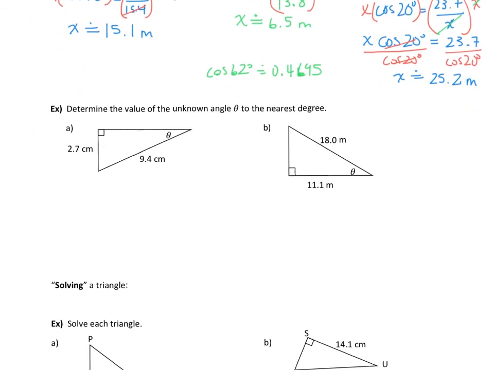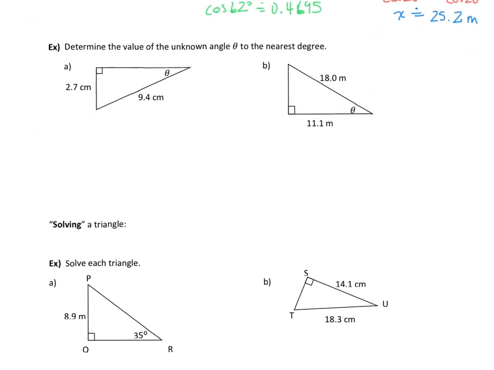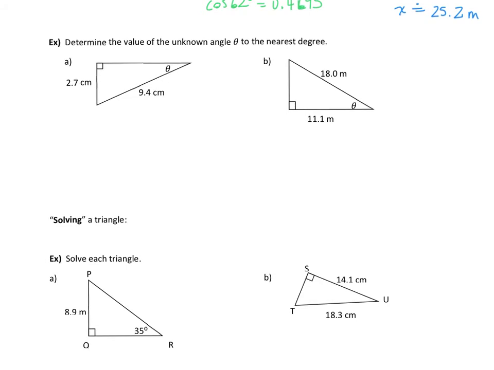Next example, determine the value of theta to the nearest degree. So again, theta is our angle of reference. So theta is here. That means this one is our hypotenuse. So the first thing I want to do is identify which side is the hypotenuse, which one is opposite, and which one is adjacent. And then that leaves this to be adjacent up here.